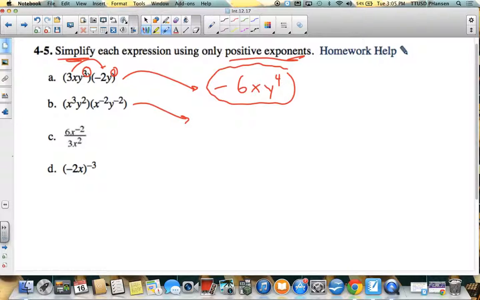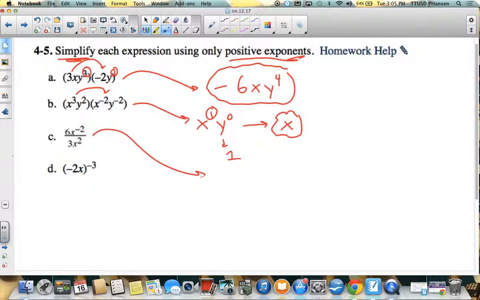The second one, no coefficients this time, so I'm just adding the exponents. So the 3 with the -2, which gives me 3 plus -2, or 3 minus 2, is x to the first. And y squared times y to the -2nd, I add those to get y to the 0. And now I can clean this up. The y to the 0 part's just 1. This is 1, so I don't have to worry about that. And this 1 I generally don't write in the answer, so the answer is just x.